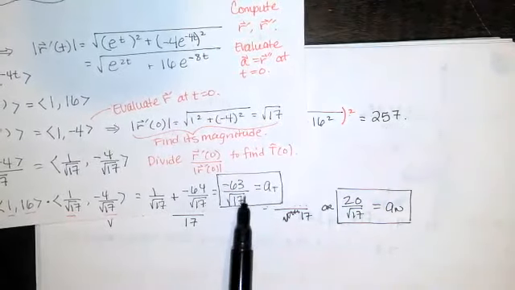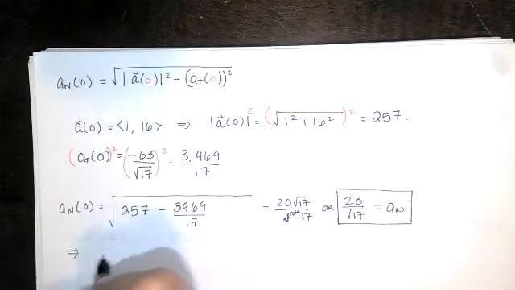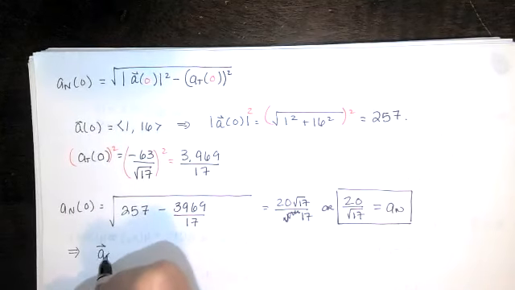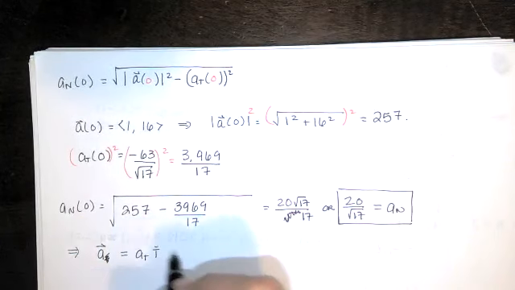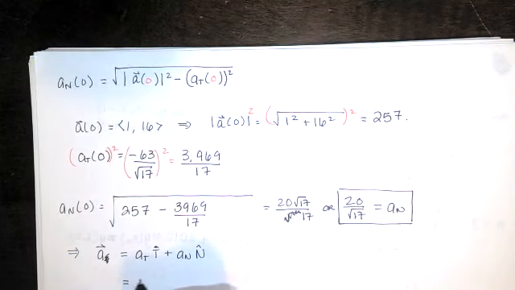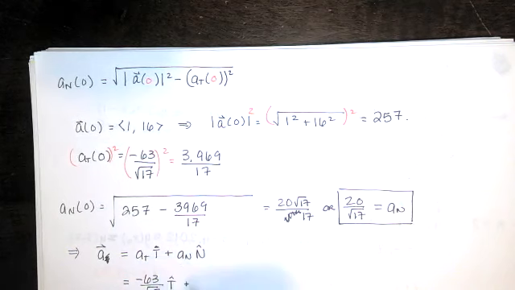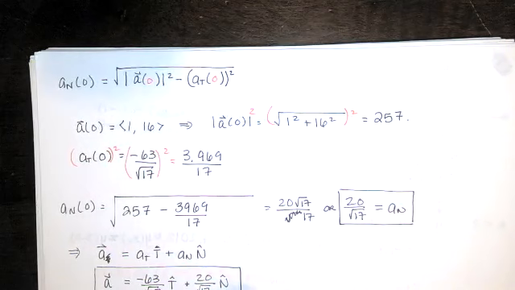And these are the coefficients of t hat and n hat in our formula for A. So even though we're not asked, we could write our acceleration vector this way. Our acceleration vector is a sub t times t hat plus a sub n times n hat. And a sub t turned out to be negative 63 over the square root of 17. And a sub n turned out to be 20 over the square root of 17. If we take those two vectors and we add them together, we get our acceleration vector.